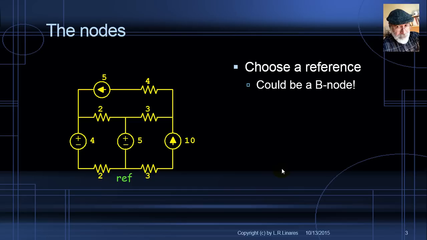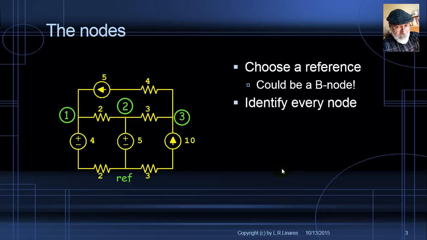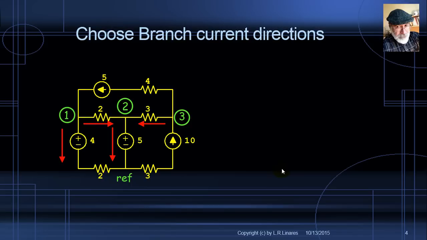Then identify every node with a number, 1, 2, 3, or with a voltage of the node, V1, V2, V3. There you have it. Those are the 3 nodes we will be writing KCL equations for. Remember, never write a KCL equation for the reference. You would only get a linear combination of the equations in 1, 2, and 3.